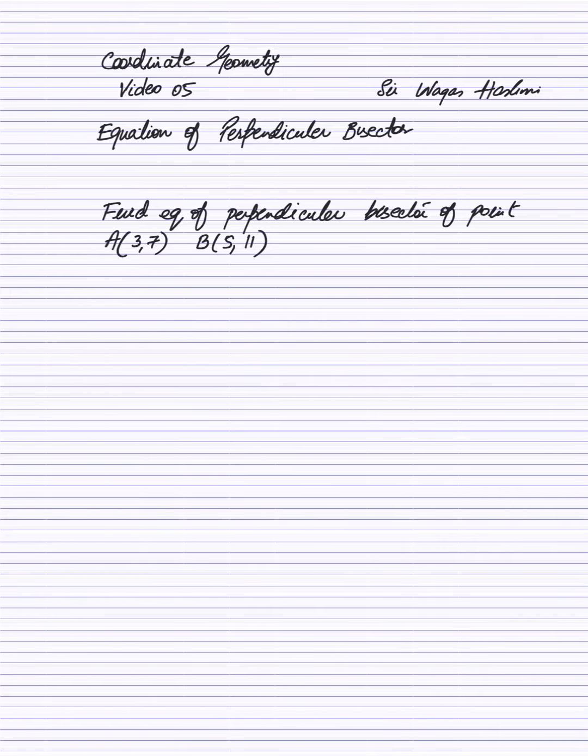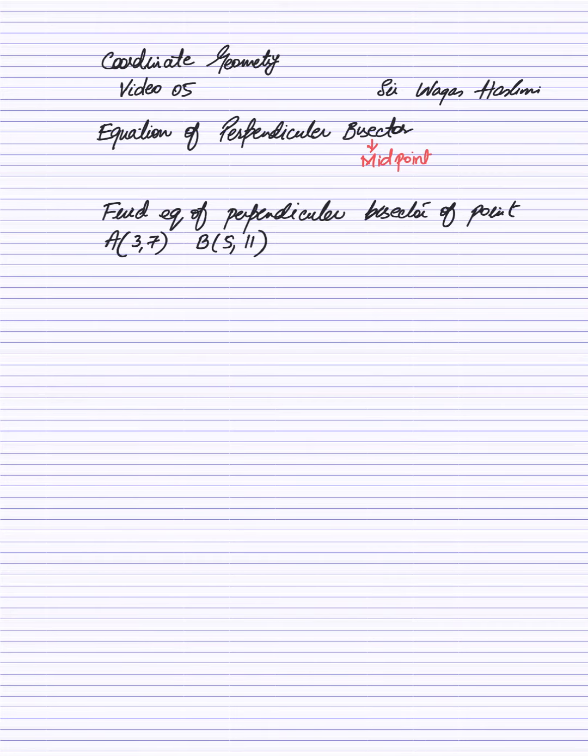Alright, it's video number 5 of the coordinate geometry. In this video we are going to discuss how to find the equation of a perpendicular bisector. Now, bisector means equally divided in two parts, so it refers to the concept of midpoint.